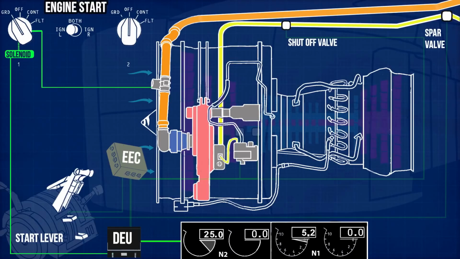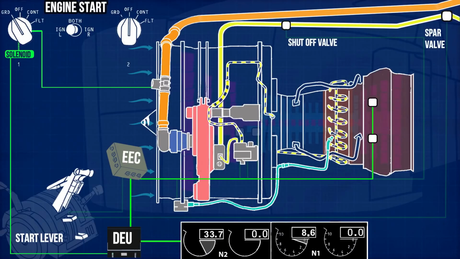The EEC now controls the rate of fuel flow by controlling the fuel metering valve, which transfers the fuel into the combustion chamber through the fuel nozzles. At the same time, the EEC commands the ignition exciter box to ignite the fuel-air mixture in the combustion chamber with the help of the igniter plug. The combustion increases high-pressure and low-pressure turbine rotation. This shoots up the N1 and N2 rotors' RPM.